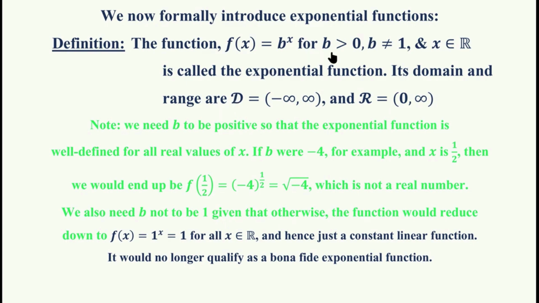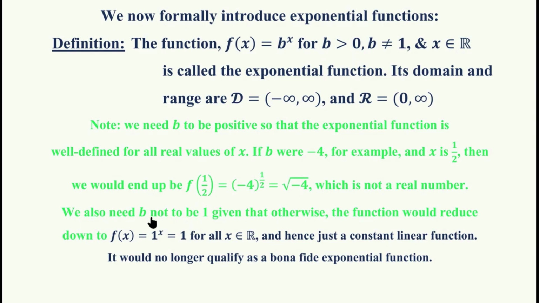A couple of points about the restrictions we're placing here. We need b to be positive because we want the exponential function to be well defined for all real values of x. So for example, if we were to allow b to be -4, for instance, notice that for x equals 1/2, we would get f of 1/2 equals -4 to the 1/2, which is square root of -4, and that is not a real number. So for this not to happen, we put the restriction that b should be positive.